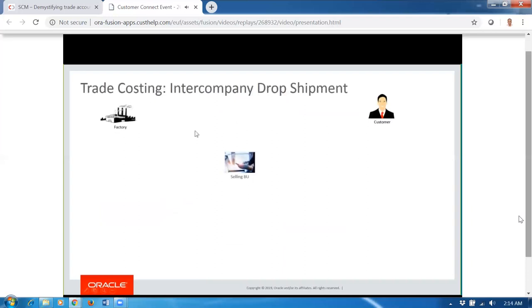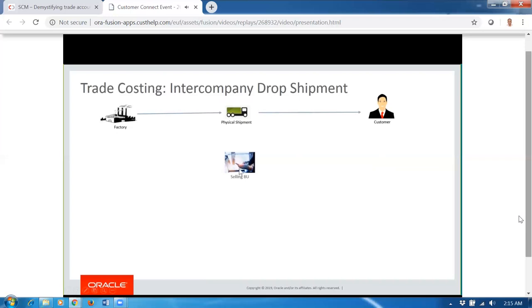So we have seen the customer dropshipment flow. Now this is the internal dropshipment flow. By internal, I mean the intercompany dropshipment, where the factory is owned by the same legal entity, owned by us, and the selling view is also the same. So rather than asking a supplier outside of your business to ship the goods to customers, I have a factory where the item is being manufactured, but this is not visible to my customer.